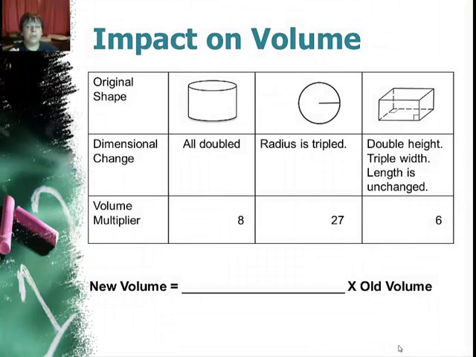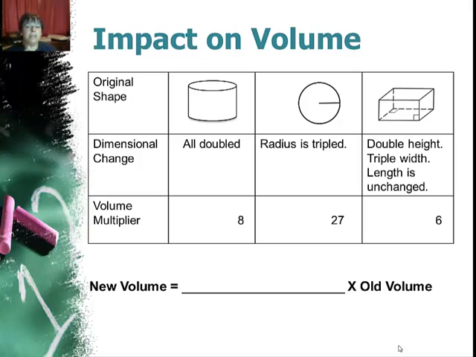So let's take a quick look. When I had all dimensions doubled for volume, the increase was by a factor of 8. When I tripled all dimensions, tripling the radius of a sphere triples all dimensions, the change was a multiplier of 27. Then I doubled the height, tripled the width, and left the length unchanged, and the multiplier was a 6.